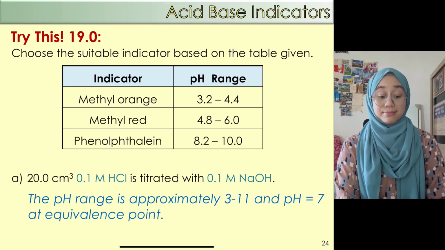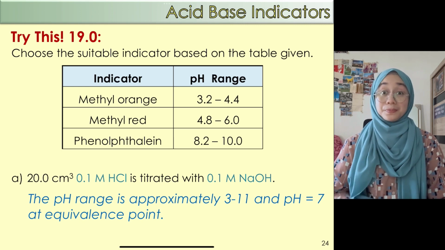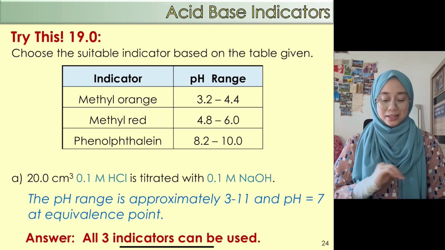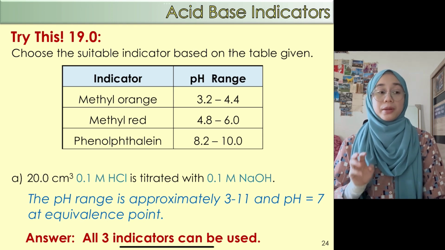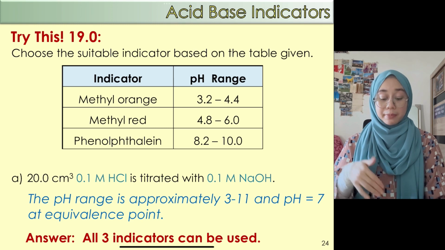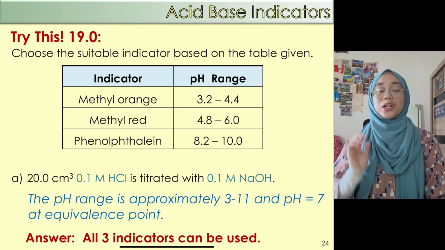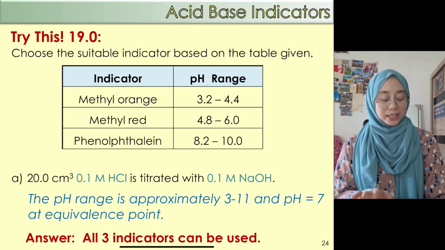So what's the answer? The answer should be, is it all of them? Yes, all of them. Okay, all 3 indicators can be used because all 3 indicators change color within the pH range of 3 to 11. So we can use all of them. Okay, so let's go to the next one, class.